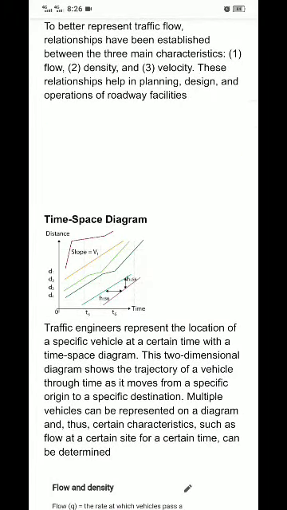So there is a diagram here and it is called a time-space diagram. Traffic engineers represent the locations of a specific vehicle at a certain time with a time-space diagram. This two-dimensional diagram shows the trajectory of a vehicle through time as it moves from a specific origin to a specific destination. Multiple vehicles can be represented on a diagram, and thus certain characteristics such as flow at a certain site for a certain time can be determined.